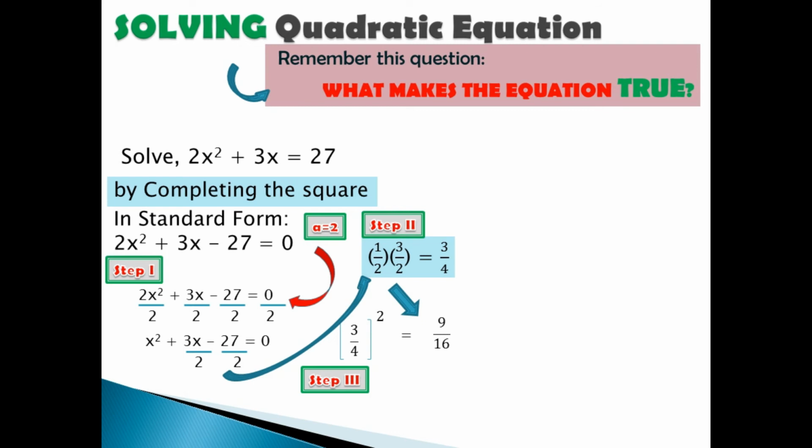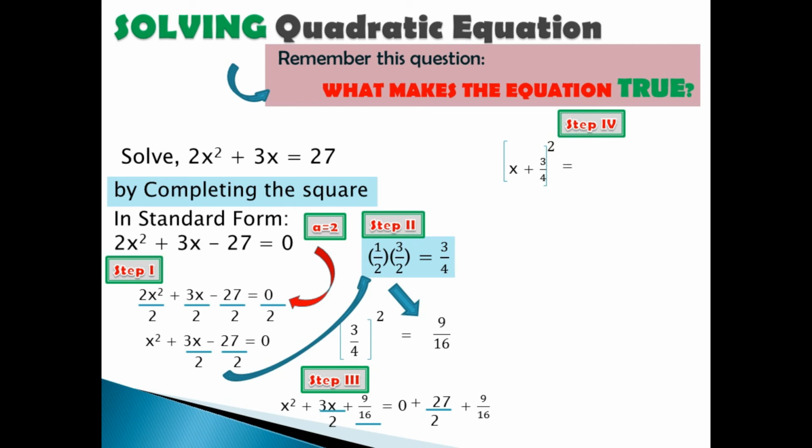Step 3. Add 9 over 16 to both sides of the equation. So we have now x squared plus 3x over 2 plus 9 over 16 equals 0 plus 27 over 2 plus 9 over 16. Step 4. Get the square root of x squared, which is x, plus the square root of 9, which is 3, over the square root of 16, which is 4.